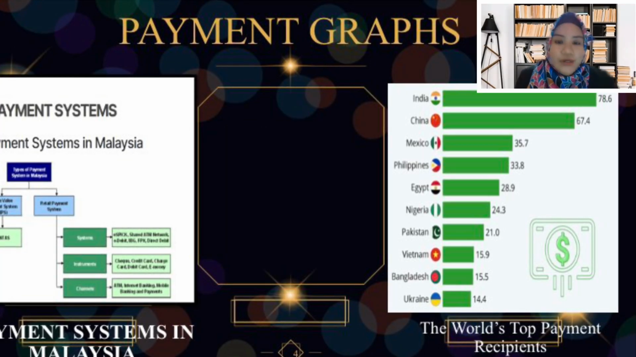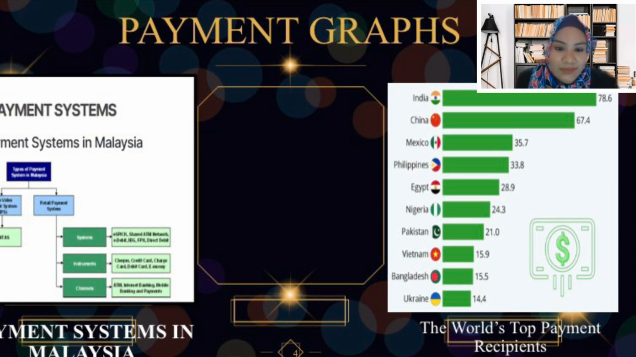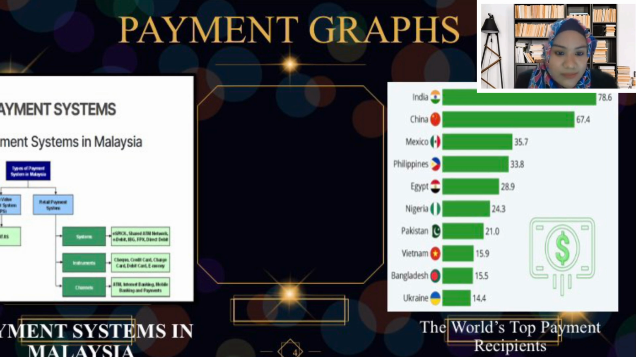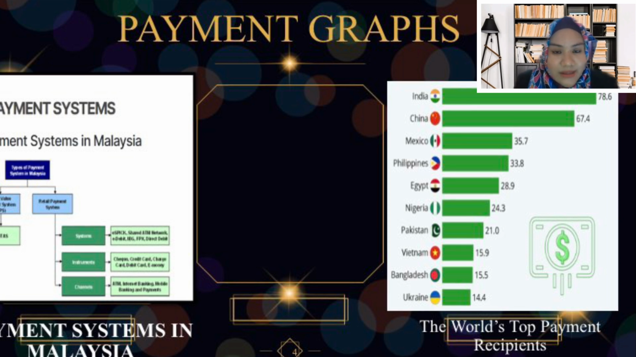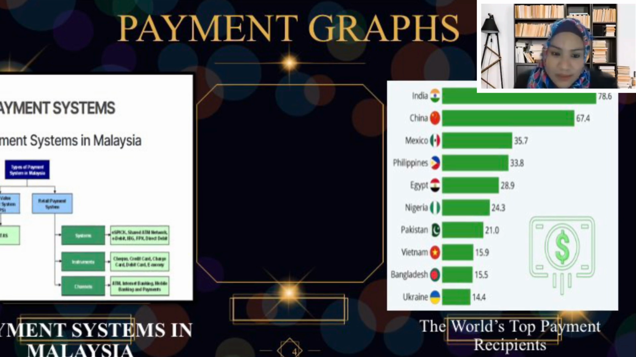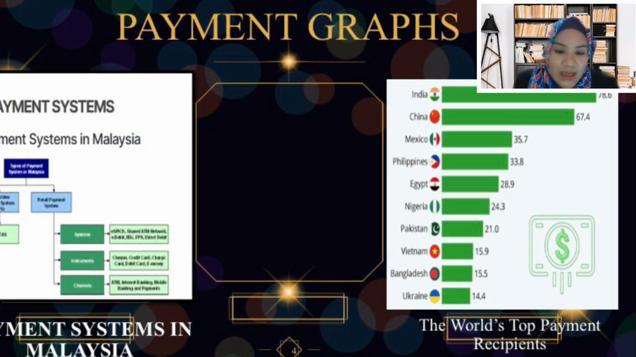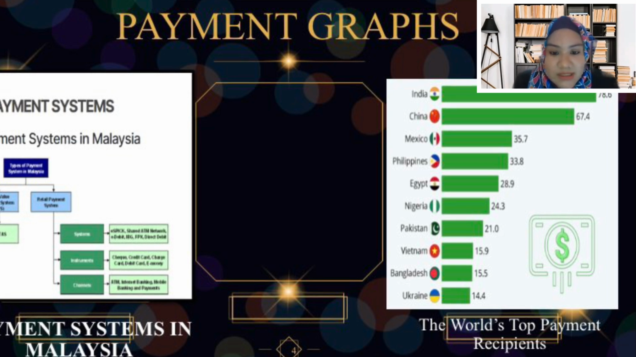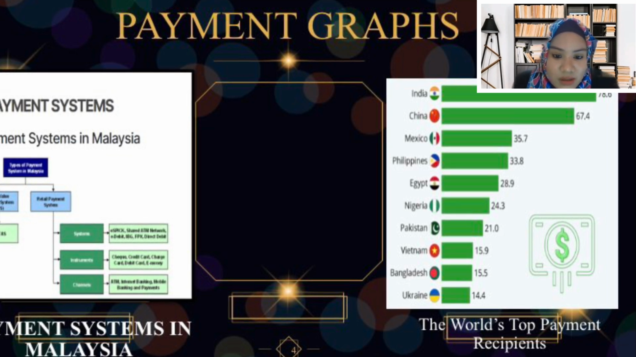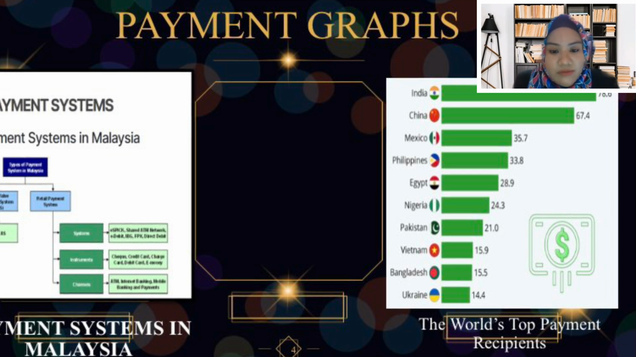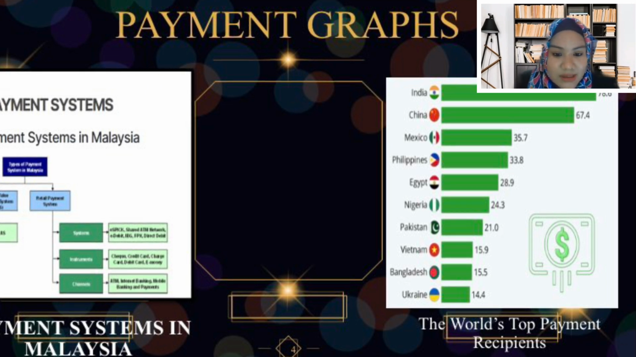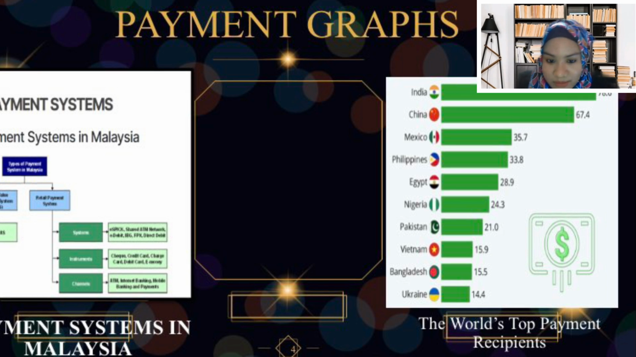Next is the payment systems in Malaysia. As you know, we have two types of payment system in Malaysia. The first is the large value payment system, and the second is the retail payment system. For the large value payment system, we have RENTAS, and for the retail payment system, we have three components: the first is systems, the second is instruments, and lastly is channels.